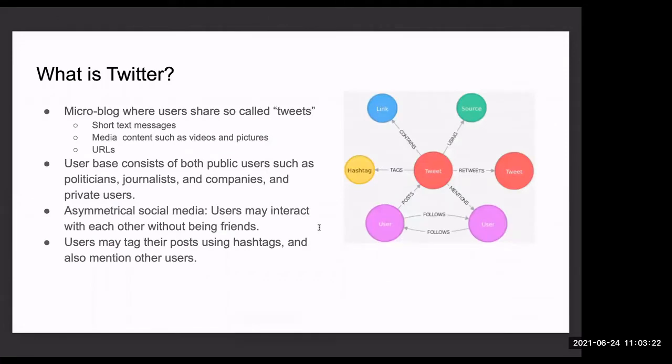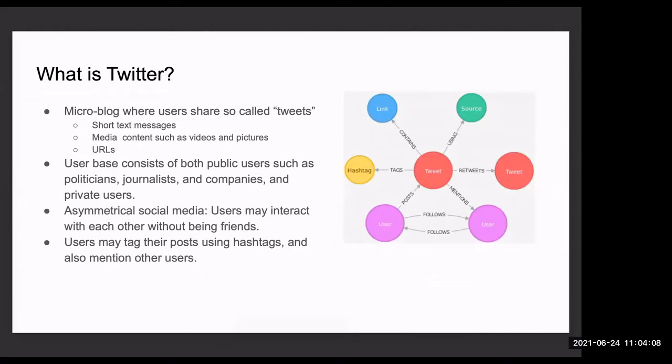Twitter is a social media, and it's a microblog where users share short text messages known as tweets that also might contain media and URLs, links to other homepages. The unique thing about Twitter is that it's asymmetrical in nature, meaning that users may interact with other users even though they're not following each other. So if you compare this to Facebook, you can only interact with your friends that you know in real life. In Twitter, you can interact with everything from politicians to companies who have Twitter accounts, etc. So it's like an open forum basically, where users can see what they're saying to each other.